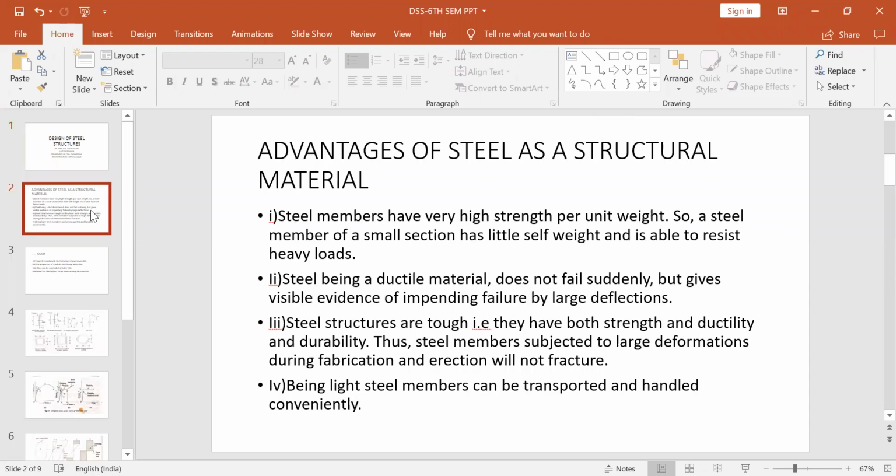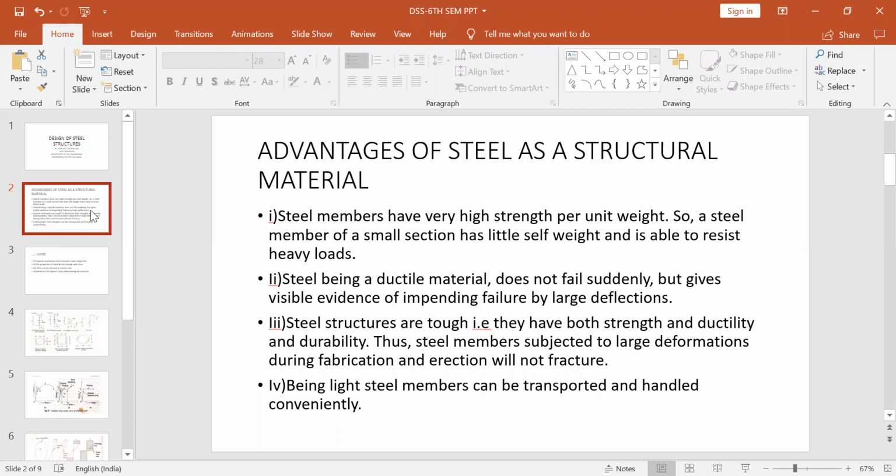So now, what are the advantages of steel as a structural material? So first is that steel members have very high strength per unit weight. A steel member of a small section has little self weight and is able to resist heavy loads. This is one of the most important criteria for choosing steel over other materials. The strength per unit weight is very high. That means for a very little self weight, it has a very high strength.